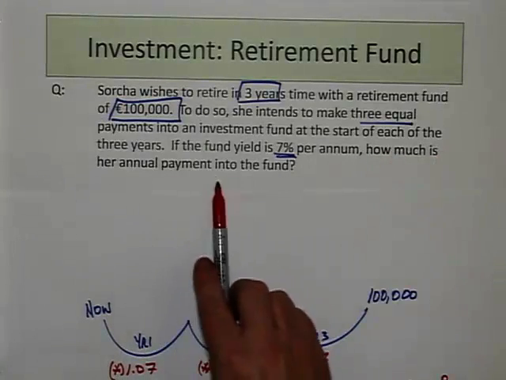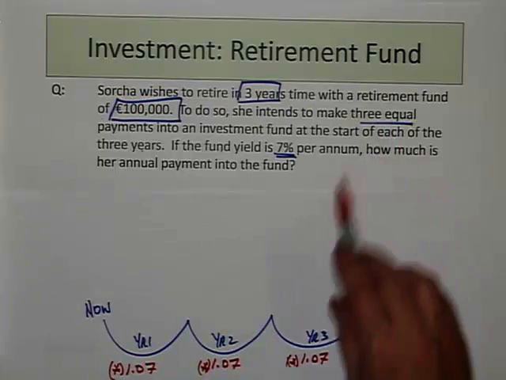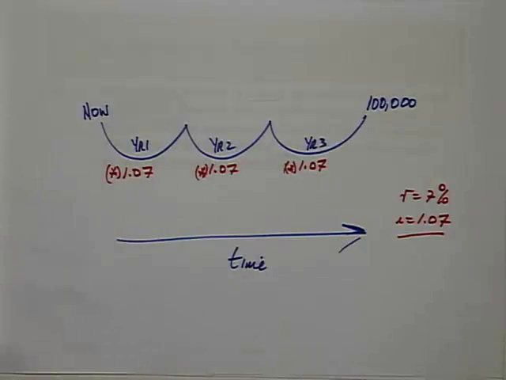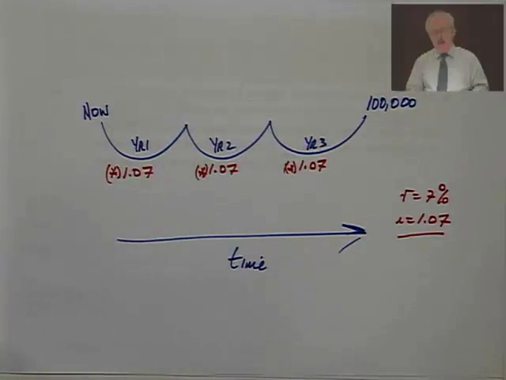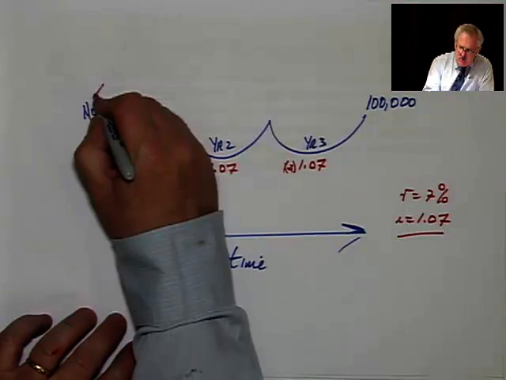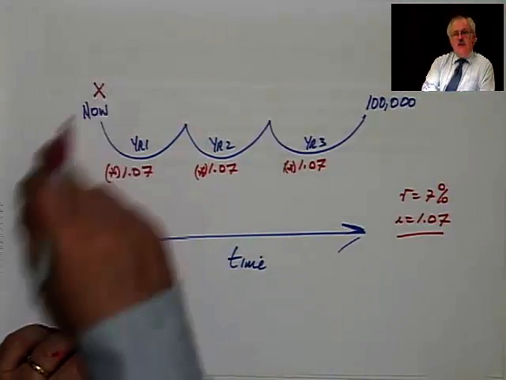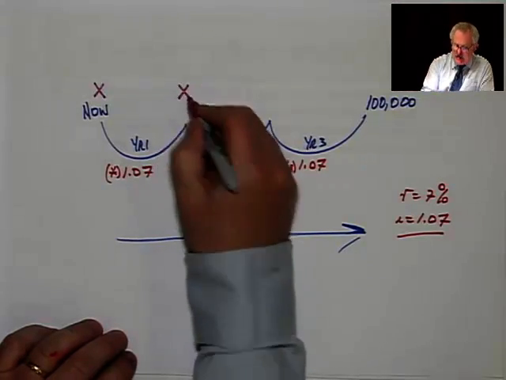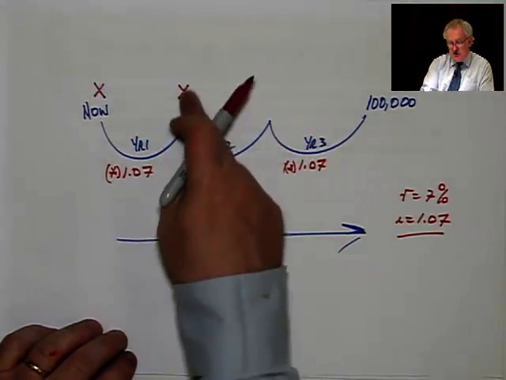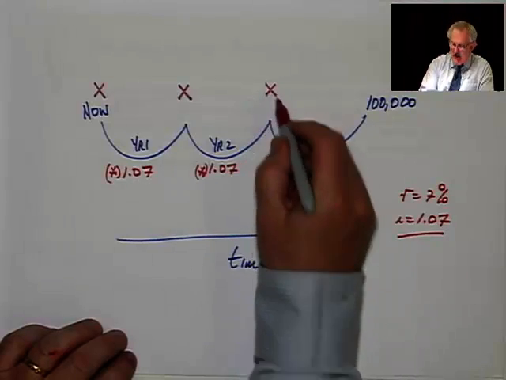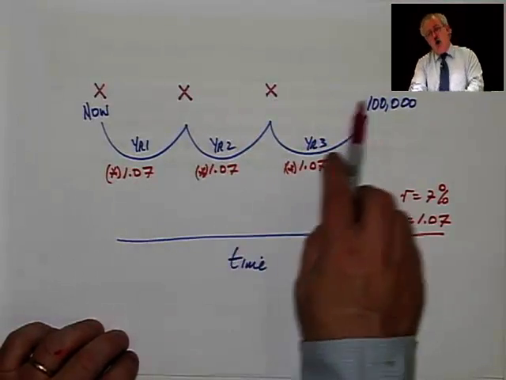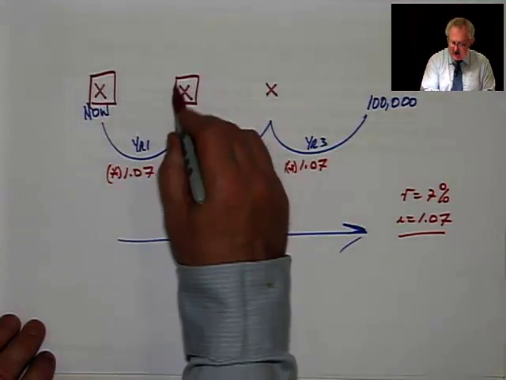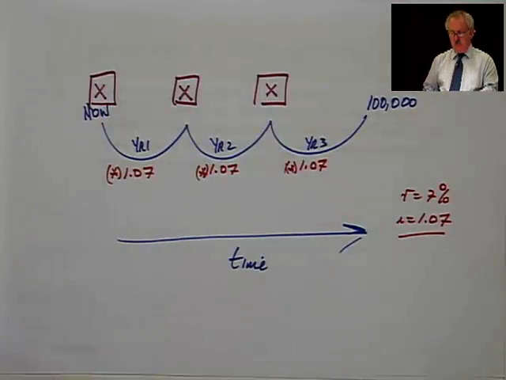How much is her annual payment in the fund? Now, these are 3 equal payments. Well, we don't know. So when we don't know, the only thing we can say is, let's call it X. X is what she's going to put in there. But quite differently, she's also going to put in X here at the start of this year, the end of the first or the start of the second, and then the end of the second and the start of the third. That will also be gaining interest. So she has an X here going forward, an X here going forward, and an X here going forward.